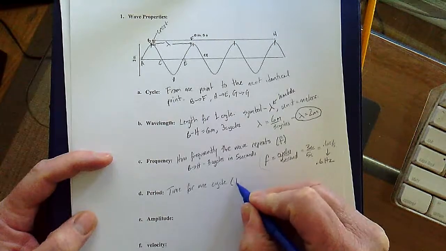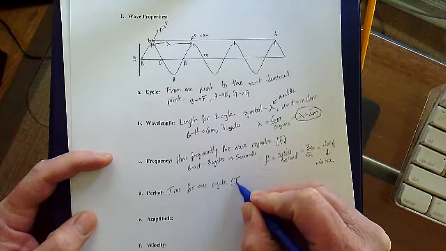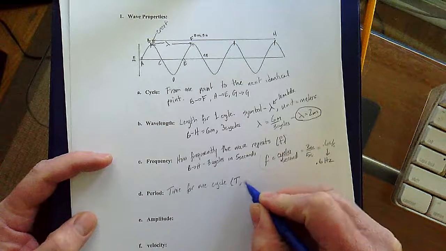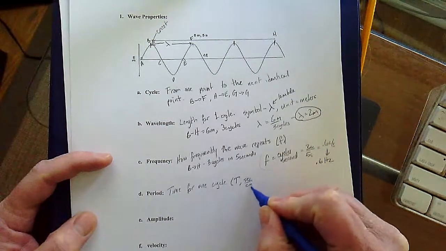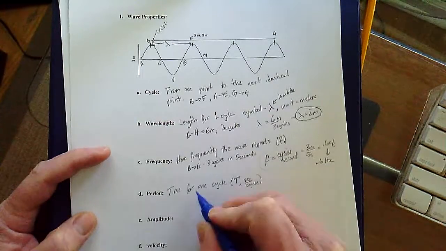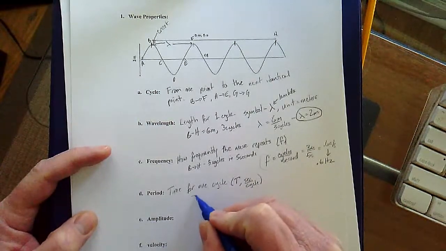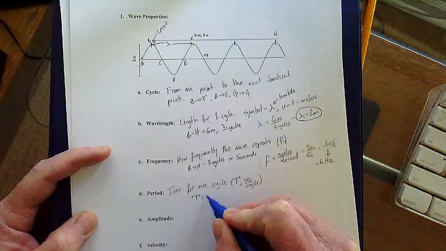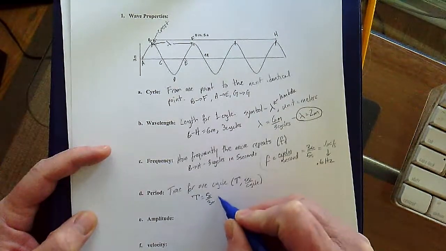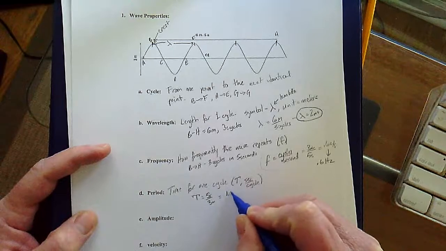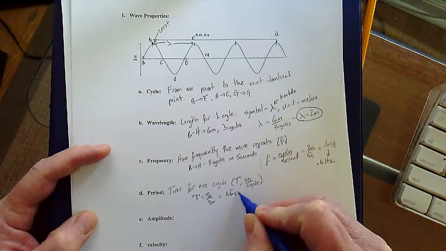Period is the time for one repetition, or time for one cycle. And the symbol for it is going to be capital T. And the unit is going to be seconds per cycle. So for this one, the period is going to be 5 seconds over 3 cycles, which is going to be 1.6 repeating seconds per cycle.